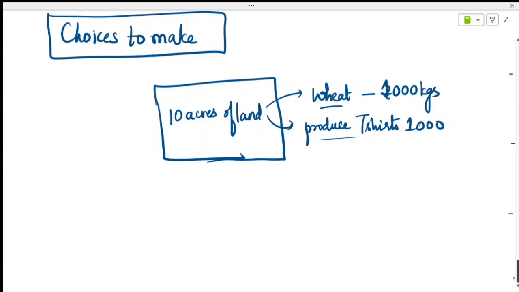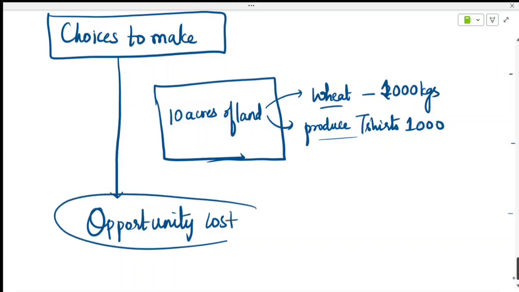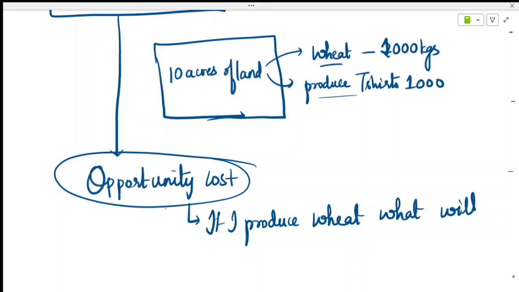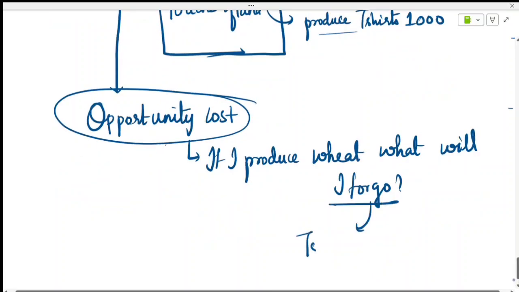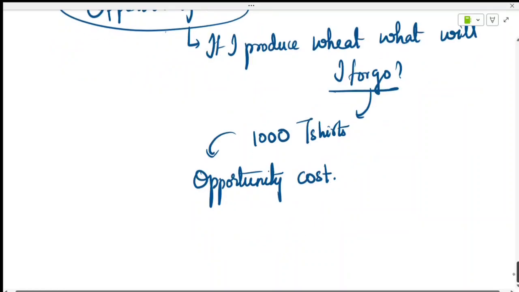Then whenever there are choices to be made, there comes a concept called opportunity cost. For example, here if I produce wheat, what will I forego? I'll be foregoing the t-shirts, 1000 t-shirts. These 1000 t-shirts are my opportunity cost. So while making choices, I'll be letting go of one of the best choices. That is called opportunity cost.